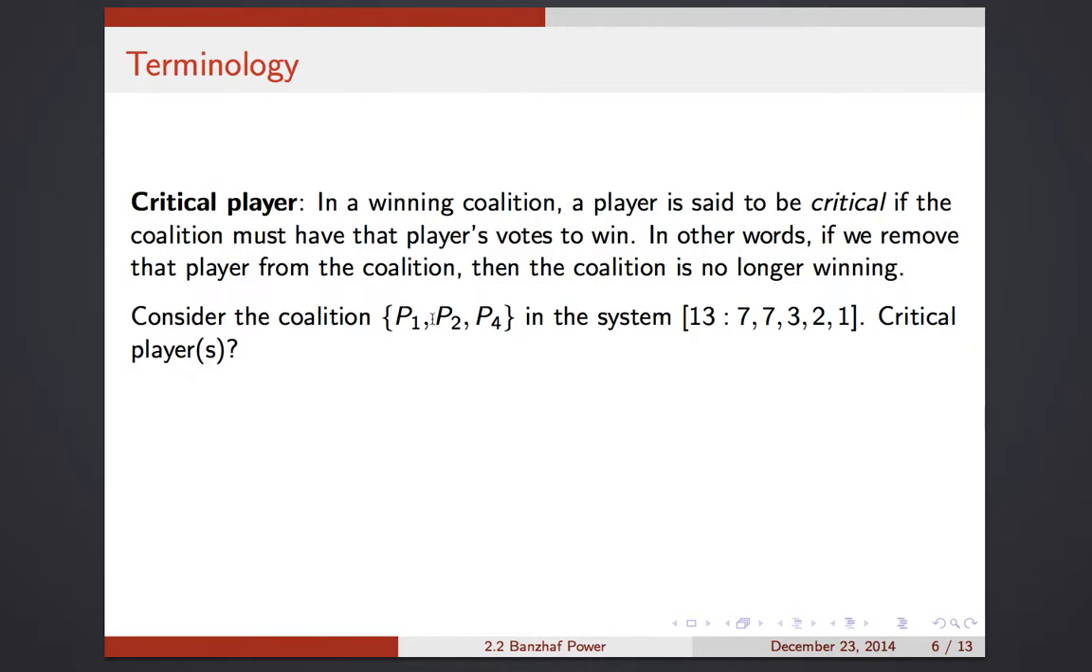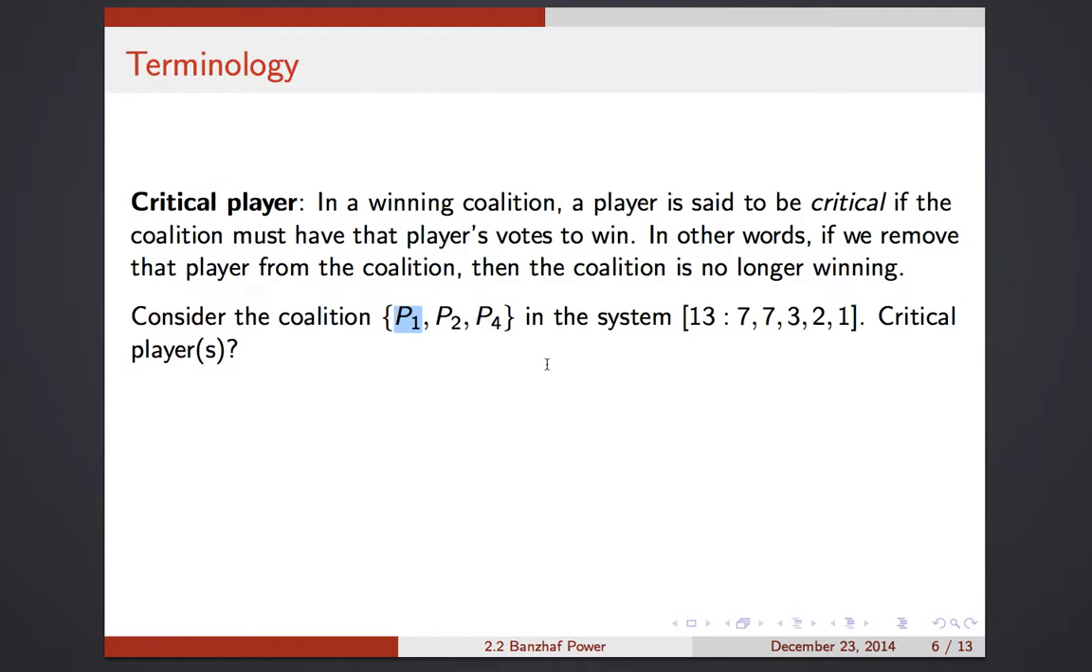So they have enough votes to pass a motion if they want to. Therefore, this is a winning coalition. Now let's ask, inside this particular winning coalition, who is critical? To answer that question, just ask yourself, for each of these players, if I kick him or her out, does the coalition stay winning or not? First ask yourself, player 1, is that player critical? If I kick him out, will the coalition still be winning?